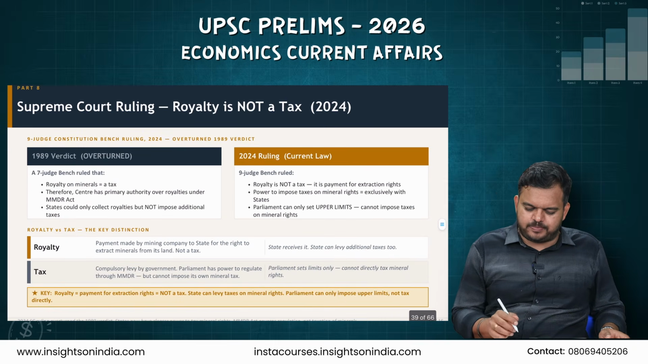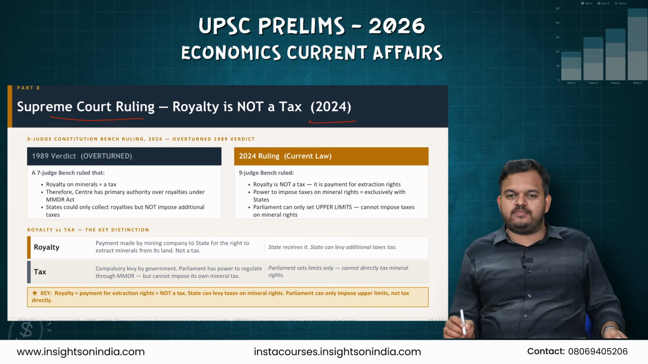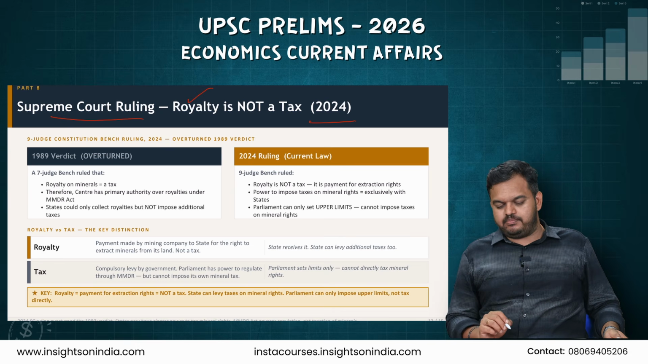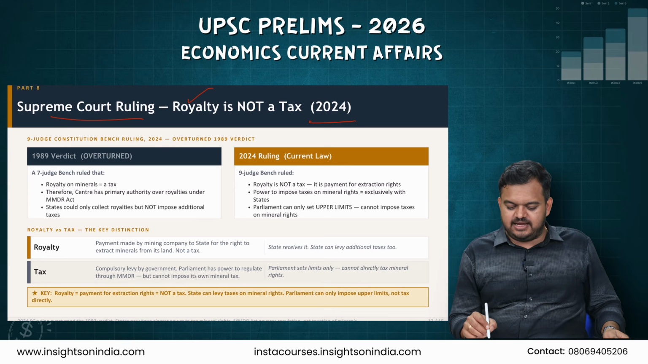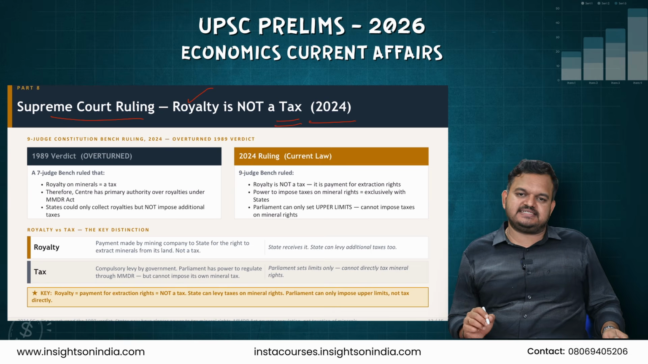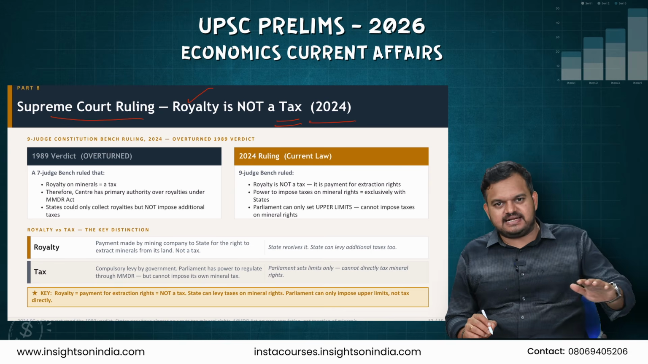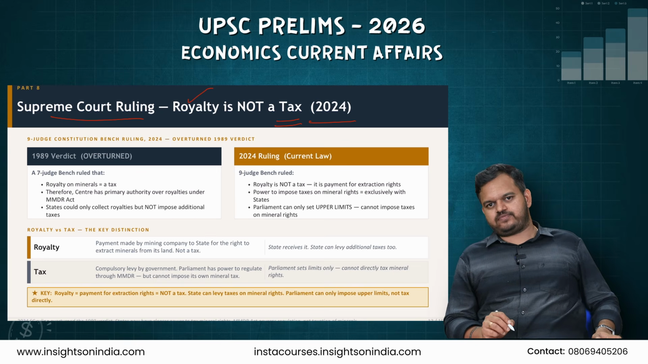So there is a recent Supreme Court ruling as well regarding mines. Maybe it can be a question for you. In 2024, the Supreme Court ruled that whatever royalty is being collected by the mining company should be considered as a royalty, not as a tax. Royalty is not a tax. It is not a form of tax. So why has this been crucial?